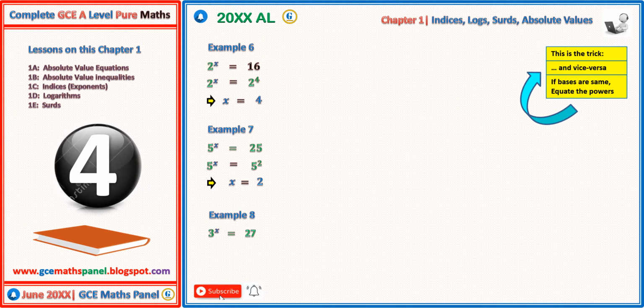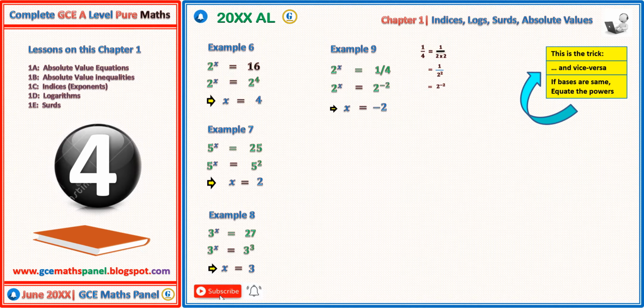Example 8, 27 is the same as 3 to the power 3. Therefore x equals 3. Example 9, 1 over 4 is the same as 1 over 2 to the power 2, which is the same as 2 to the power minus 2. Therefore, our x is equal to minus 2.